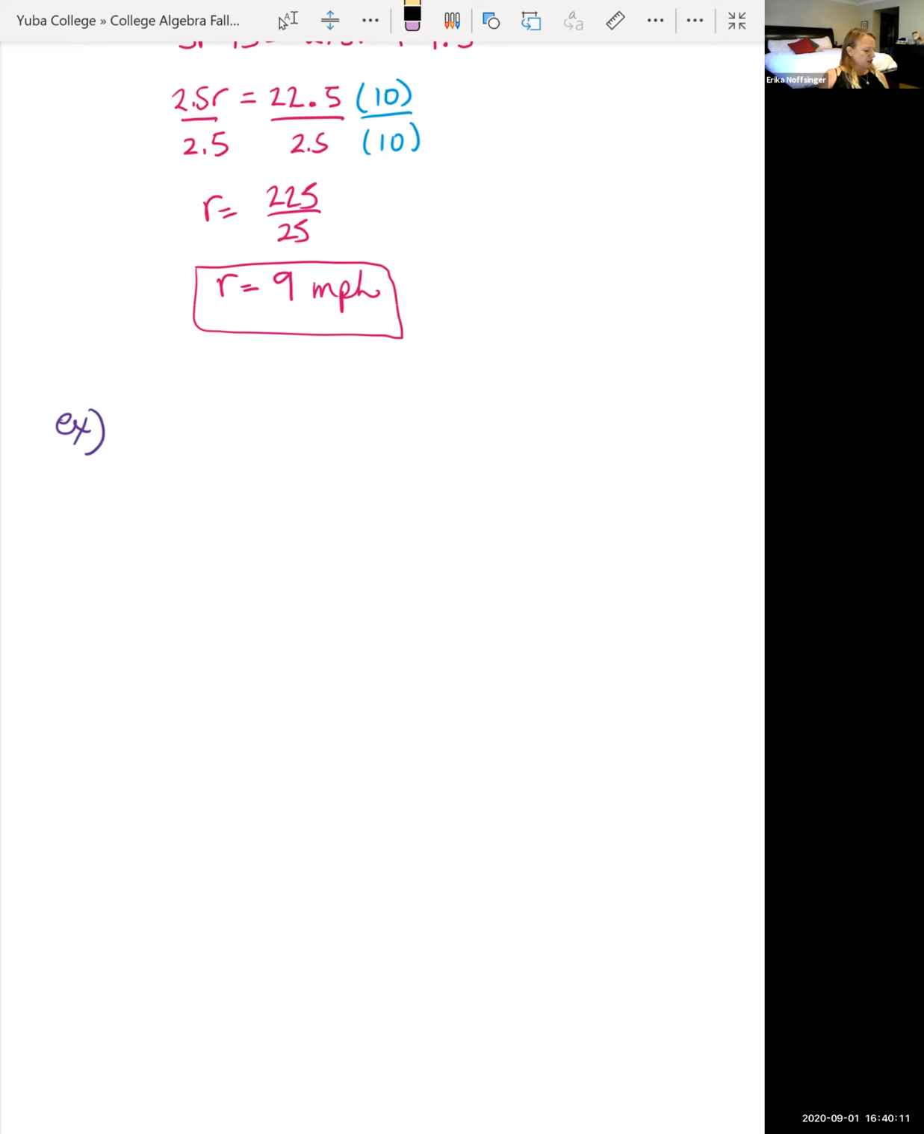Okay, so construction. This is probably more realistic. So a pond is enclosed by a wooden deck that is 3 feet wide. The fence surrounding the deck is 100 feet long. A, if the pond is square, what are the dimensions?